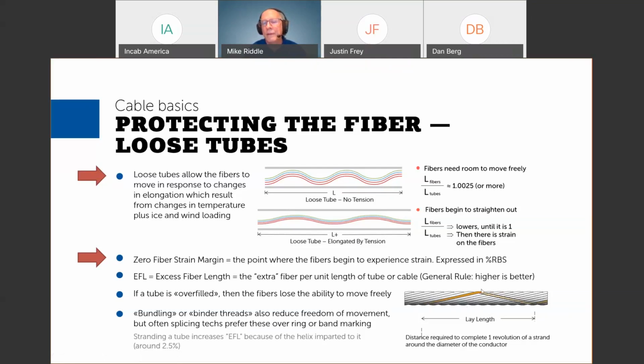So if I strand the tube, I get a similar effect that when the cable is beginning to stretch, at first the tube is trying to straighten out, but it can only go so far before the fibers are pulled into the center and everything sort of locks down, and then the tube begins to stretch and you get the effect that you see here at the top of the slide. So remember these concepts, zero fiber strain margin and excess fiber length, they'll come into play later in the presentation.